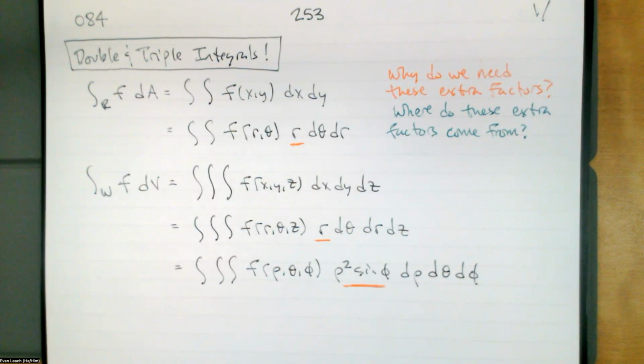So we want to understand why we need these extra factors and where these extra factors come from. We also want to think about the entire process of integration and how integration works. We set the problems up as dA and dV, where dA is some area and dV is some volume. And so we're kind of setting up X, Y, and Z to all represent distance. So meters times meters times meters. But it doesn't have to be that way.